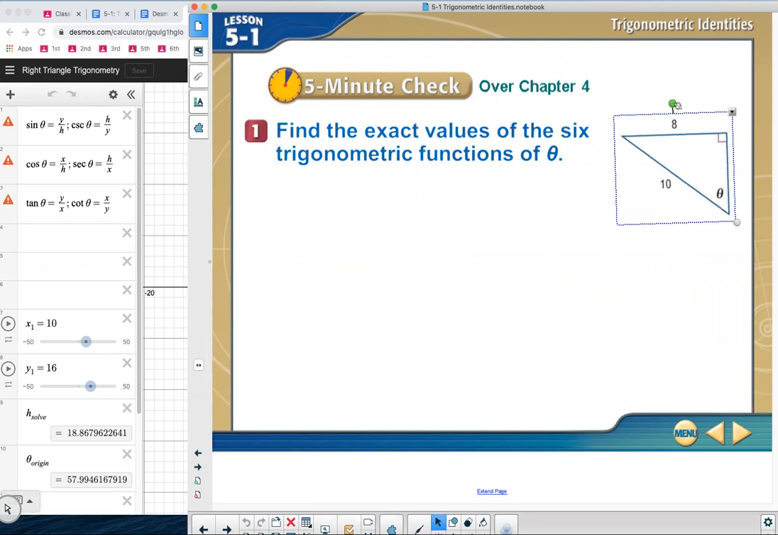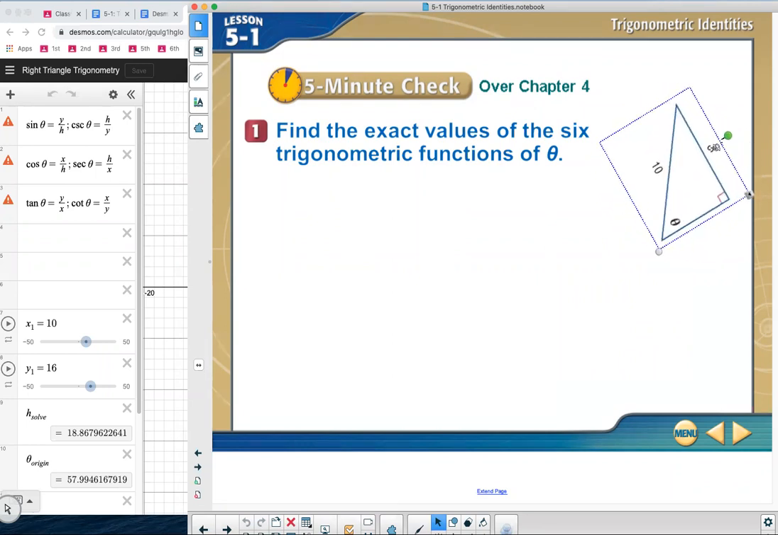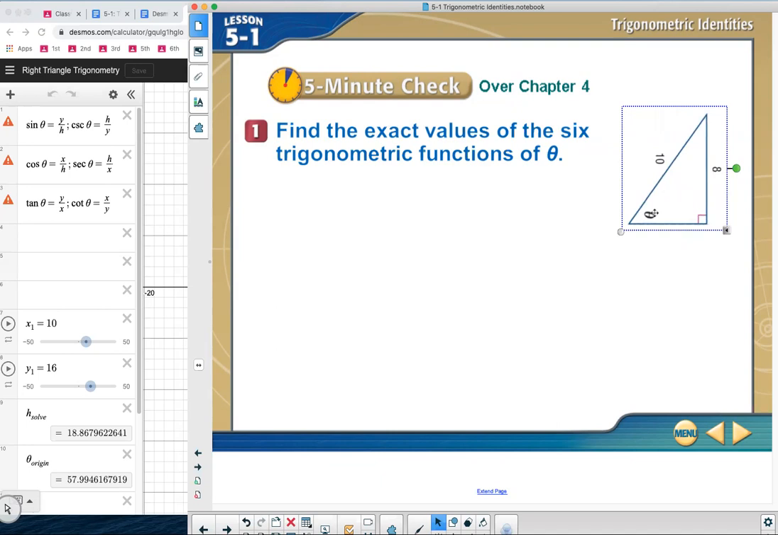So this is not in the right form. That's on the y-axis. So I rotate it around, and I could solve it like that. And so my 8 has become my y. My 10 has become the hypotenuse. There's my theta. There's my right angle. My x is unknown.